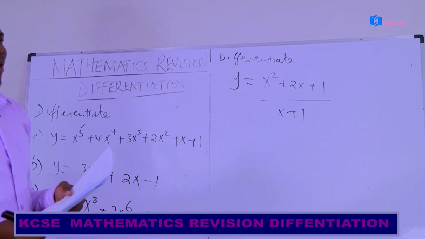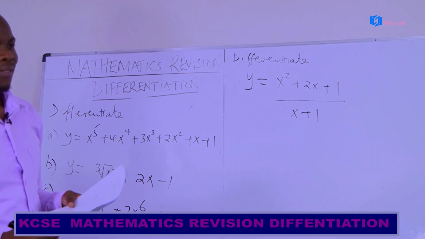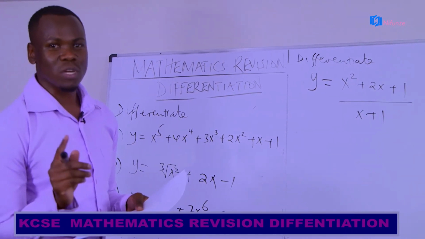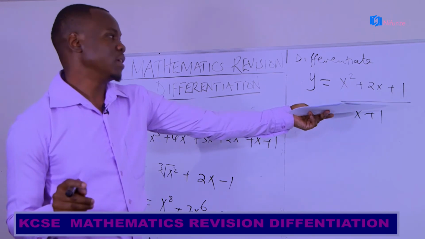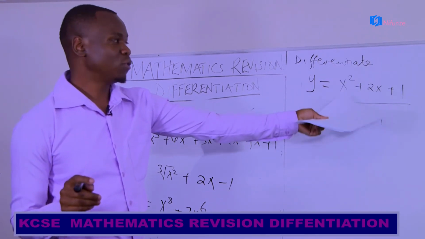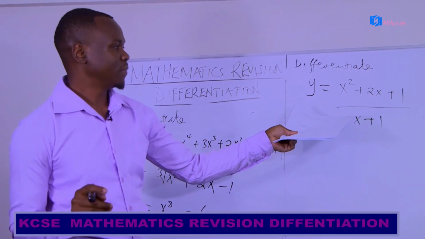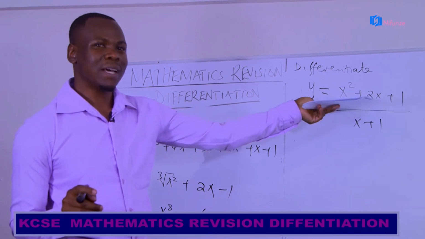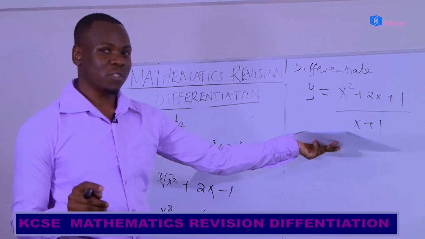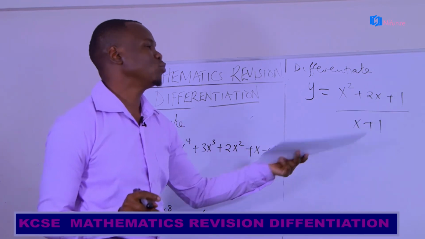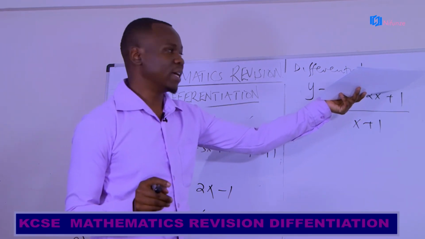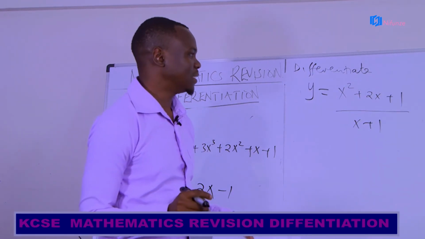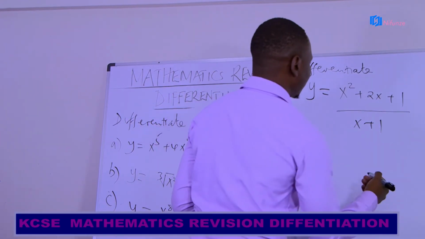Now, how will you deal with this one? So the first thing you need to do, make this to be a linear equation. How do you do it? Factorize. Factorize the numerator part, and then as you proceed, you will be able to see that there is a part which will cancel out with the denominator part, and then you differentiate after that process.